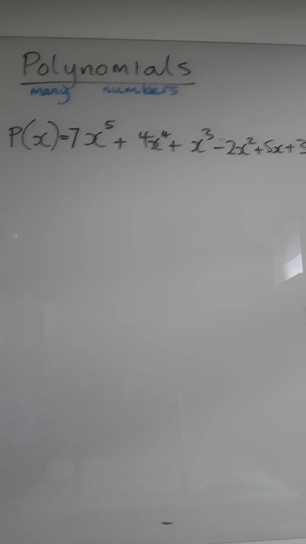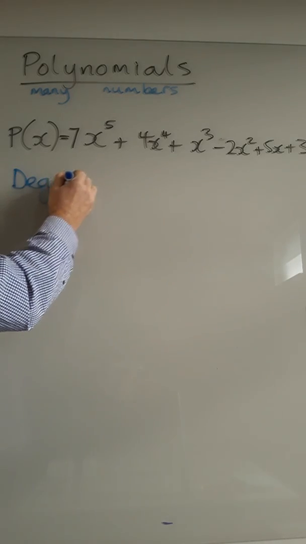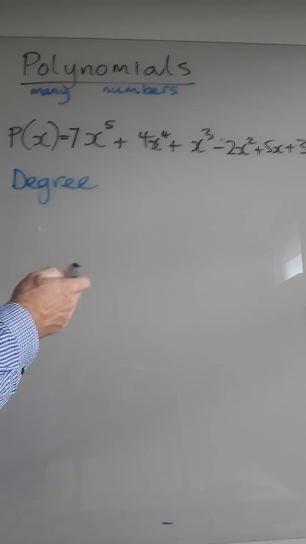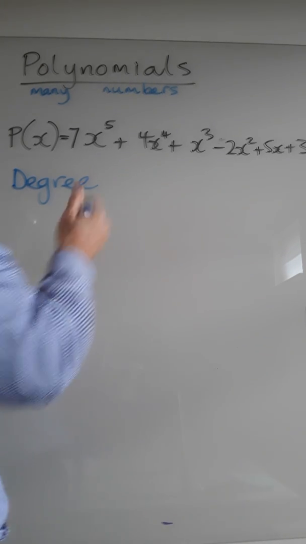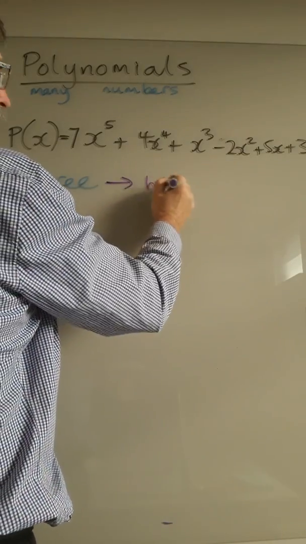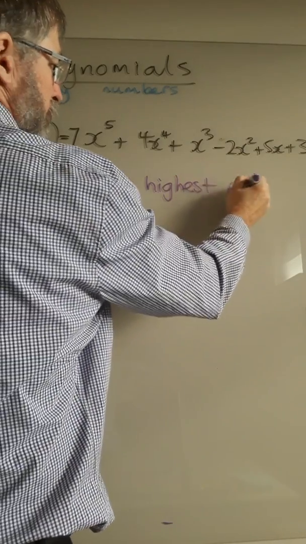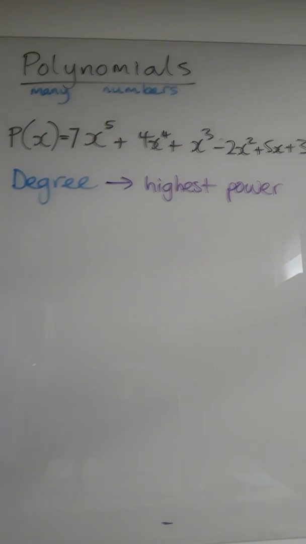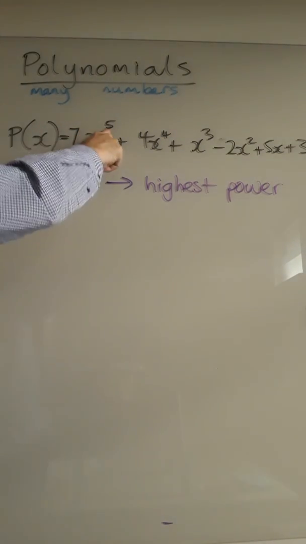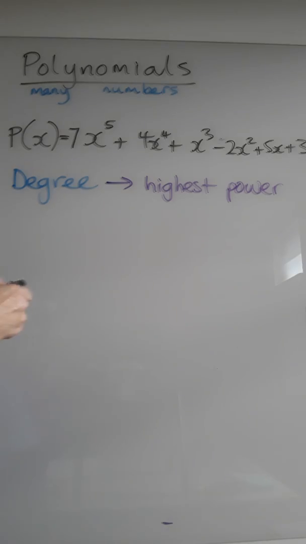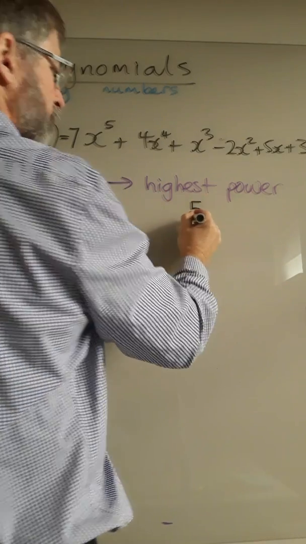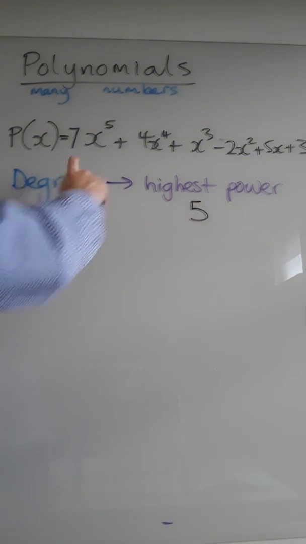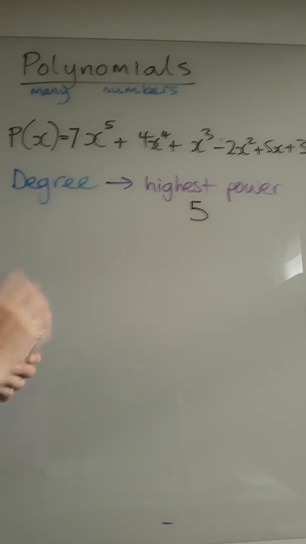So what are some of the definitions that we might get out of this? Well, polynomials are spoken about a lot by their degree. The degree is just the highest power. So what's the degree of this polynomial? The highest power is 5. That's right. It wouldn't matter what order you write all these terms in either. You just look for the highest power and it's 5.